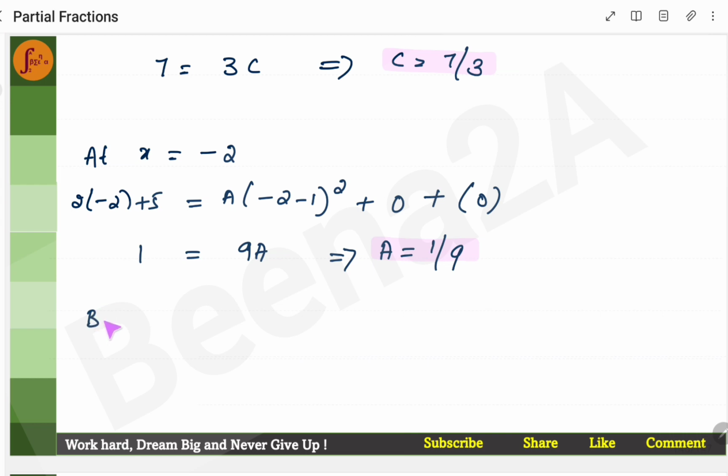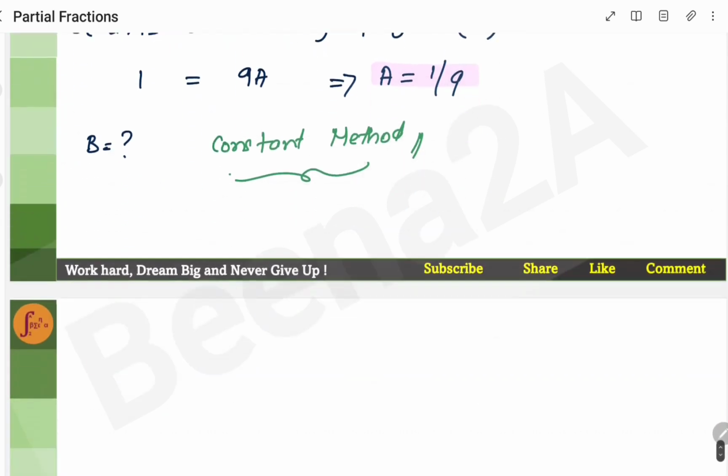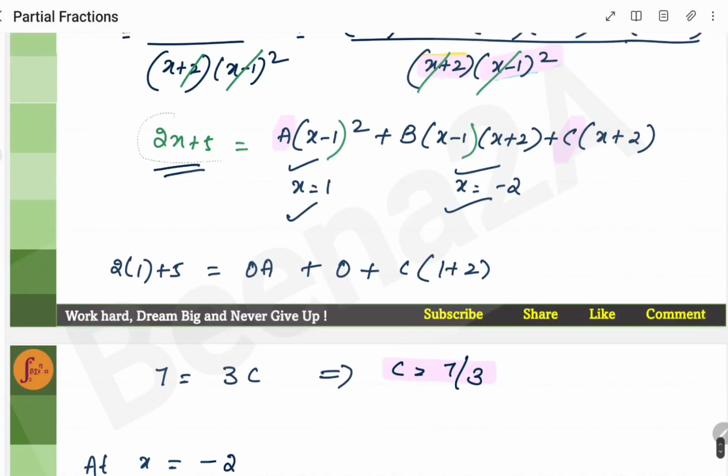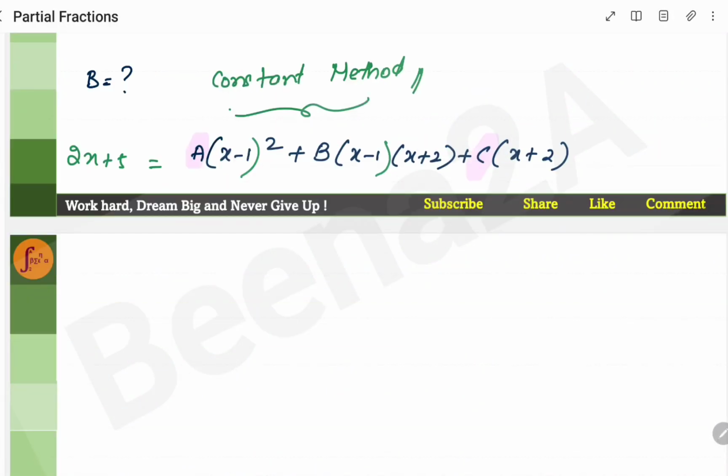Now we need to find the value of b. How do we find it? Now we'll use the constant method this time, right? But this is slightly lengthy. We prefer the coefficient method. The constant method is slightly lengthy. So in the constant method, let's copy this expression. Here you have to take only the numbers. In the earlier method, the coefficient method, we took the coefficient of x square. Here we'll have to take only numbers. Constant means only the number without x.